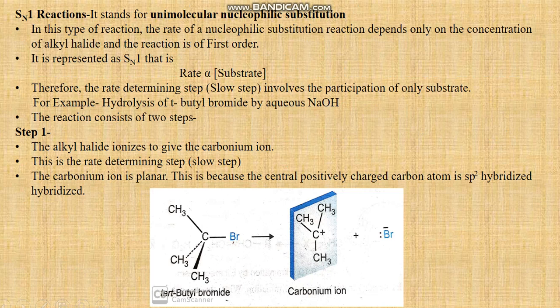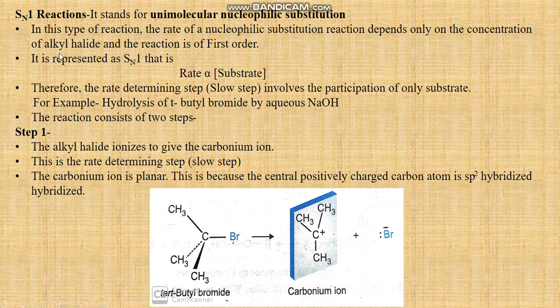The next reaction is the SN1 reaction. It stands for unimolecular nucleophilic substitution. 1 stands for unimolecular, N stands for nucleophilic, and S stands for substitution. In this type of reaction, the rate of a nucleophilic substitution reaction depends only on the concentration of alkyl halide, and the reaction is of first order. Since the rate depends upon the concentration of the substrate only, the rate is directly proportional to the concentration of the substrate. Therefore, the rate determining step, which is a slow step, involves the participation of only one substrate.